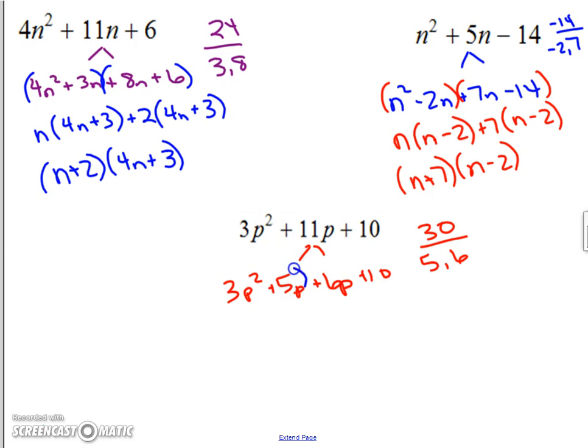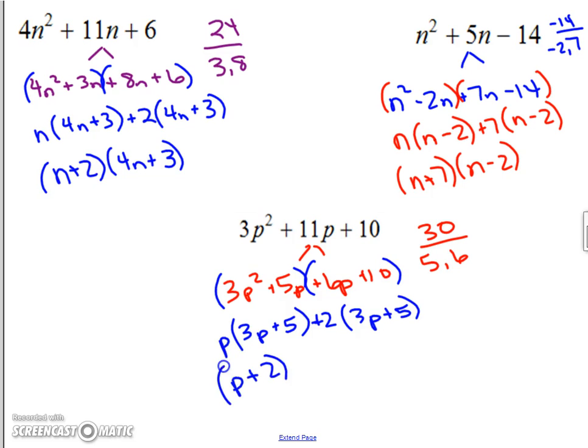I go in and group them. This first one I can't take anything out of a 3 and a 5, but I can take a p out. So 3p squared divided by p is just 3p. 5p divided by p just gives me a 5. I look at 6p plus 10. I can take a positive 2 out of this. I'm left with 3p plus 5 when I divide that out. They are the same thing in the middle here, so I know I have done that correct. So I have p plus 2 and 3p plus 5.